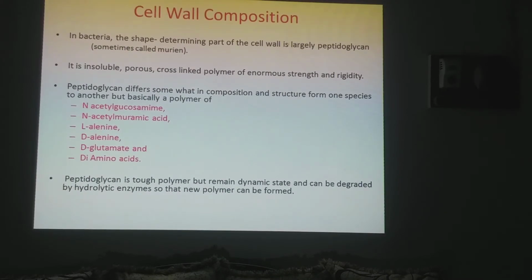As far as the composition of the cell wall is concerned, the main shape-determining part of the cell wall is known as peptidoglycan. Sometimes it is also known as murein. It has 6 different polymers or components. They are listed as N-acetylglucosamine, N-acetylmuramic acid, L-alanine, D-alanine, D-glutamate, and L-amino acids. N-acetylglucosamine is also known as NAG, then NAM. So they are also known by their short forms.